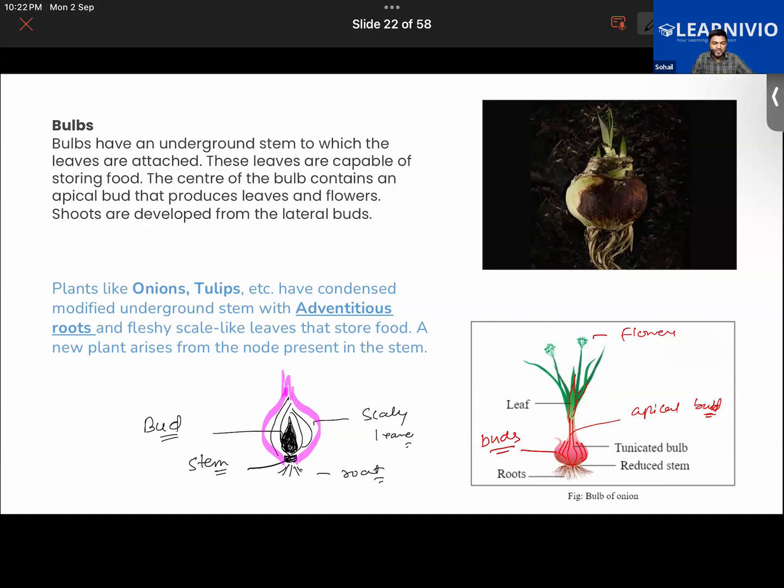And onions can be basically grown by vegetative propagation through their bulbs, right? Now, this whole structure is a bulb. You just sow it in the ground, and a new onion will grow from the plant. So I hope you guys have understood this. Is that clear to everyone?